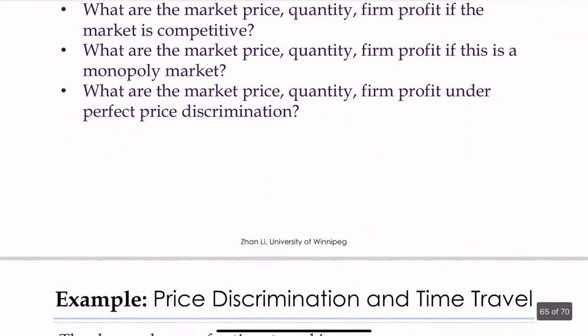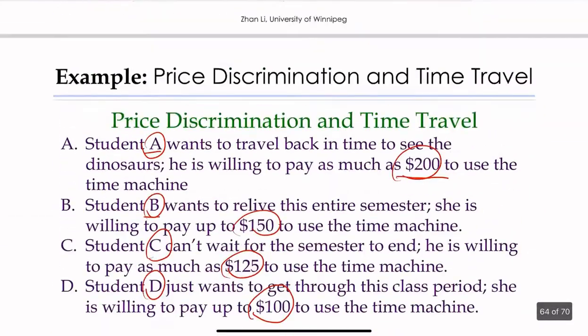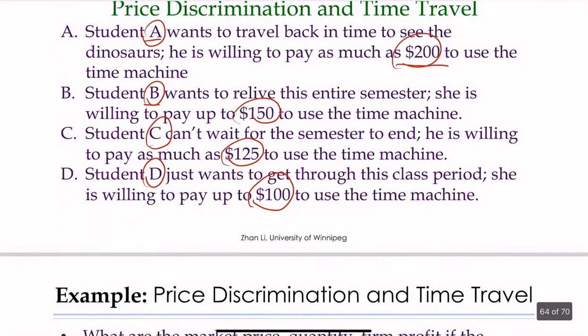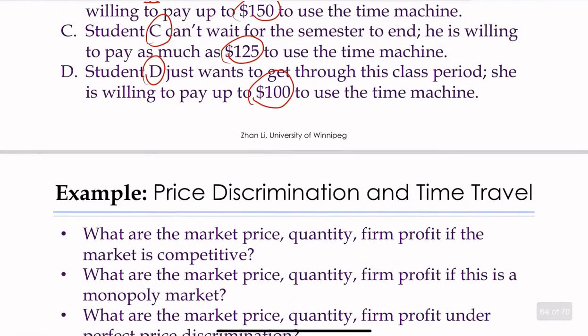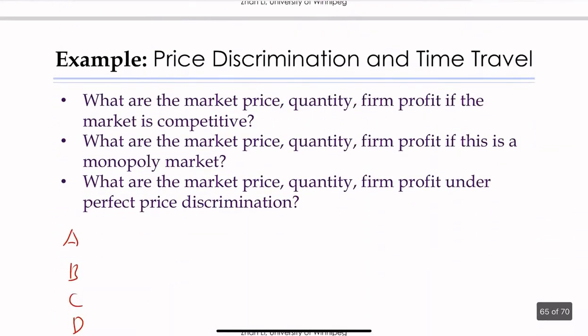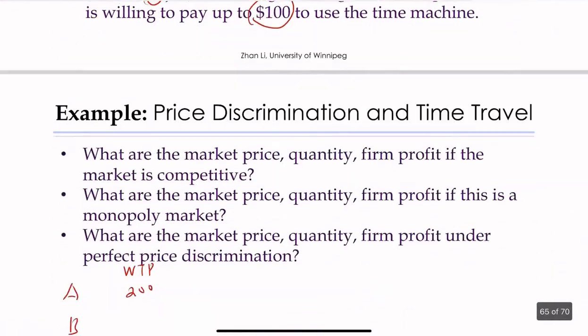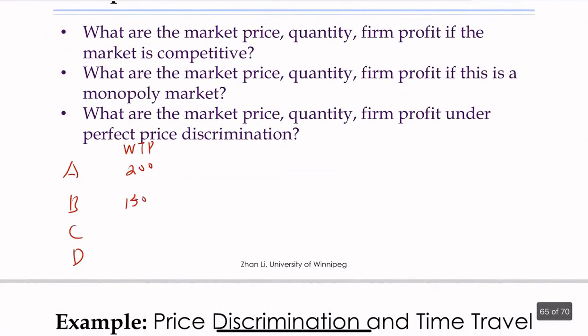So let's write down these people's willingness to pay and see how we can get the demand curve from this. So we have A, B, C, D, 4 people. And A's willingness to pay is 200. For B, it's 150. Then 125, 100. You can see that this essentially gives you a demand curve, right?